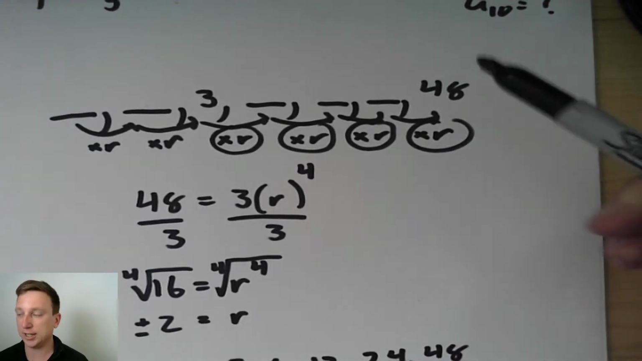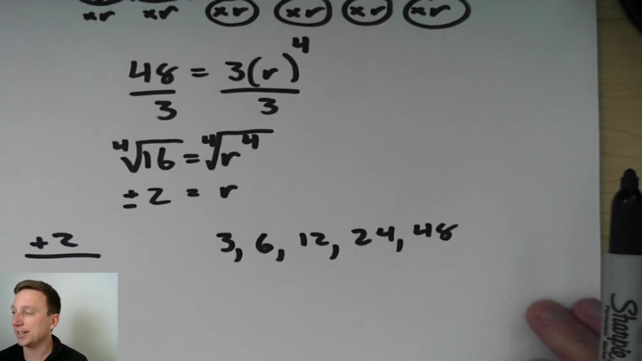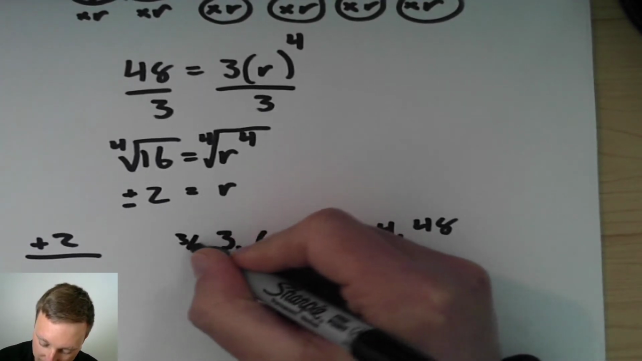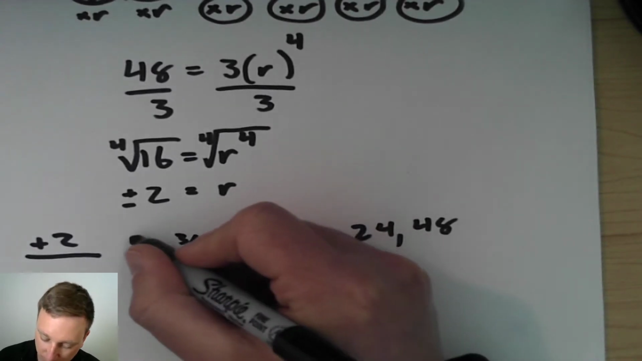And then if I want to move to the left here, oh, sorry, you couldn't see that. I'm going to start dividing by 2. So dividing by 2 gets me 3 halves. Dividing by 2 again gets me 3/4.